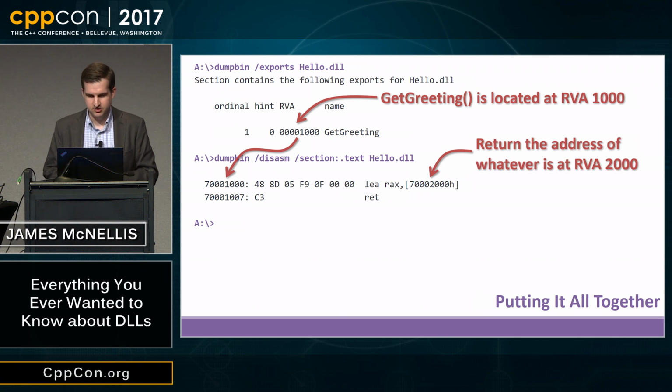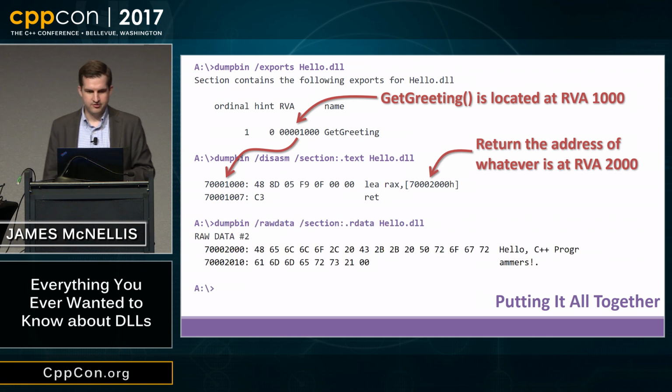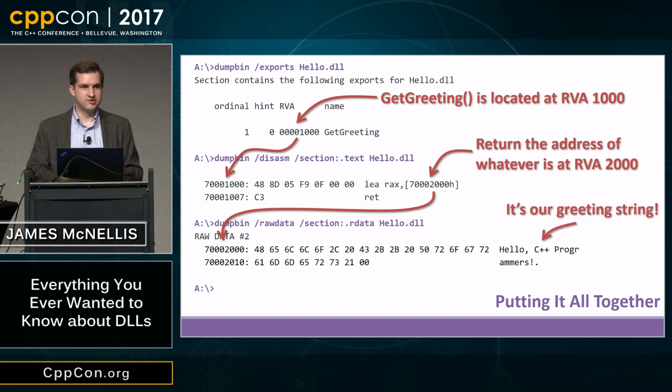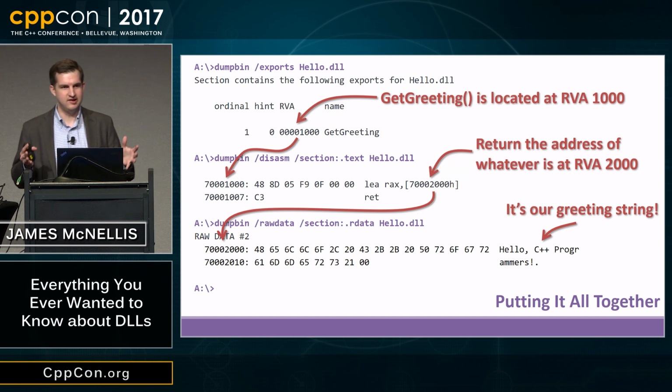Well, what's at RVA 2000? I remember that was inside of our RData section. If we look in there, that's at the very beginning of the RData section, and it's going to return the address of our string, or the address of our string literal. So that's kind of the basics of what's inside of the DLL, and how all the pieces point at each other and work together.